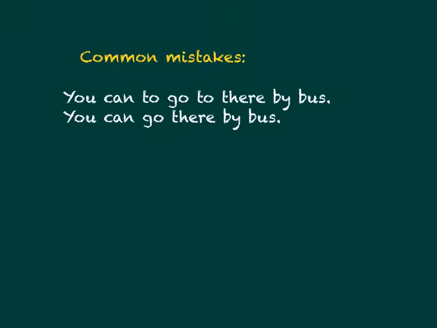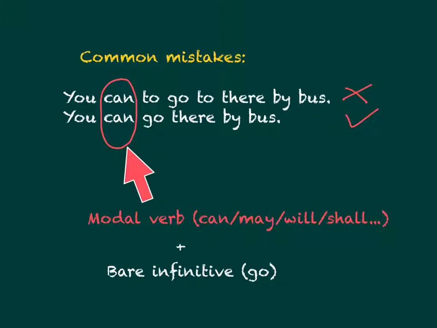How should we say 你可以乘坐巴士去哪裏 correctly in English? You can to go to there by bus, or you can go there by bus. The second one, you can go there by bus, is correct. After the modal verb can, for example, you have to use a bare infinitive, go, instead of to go.